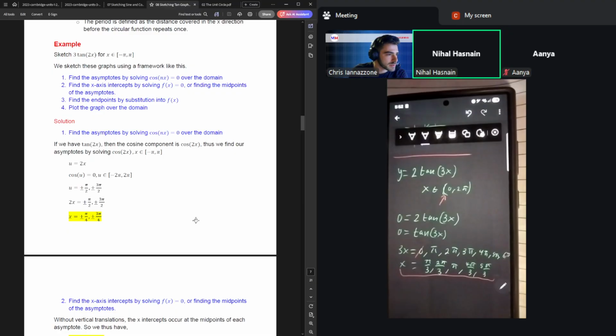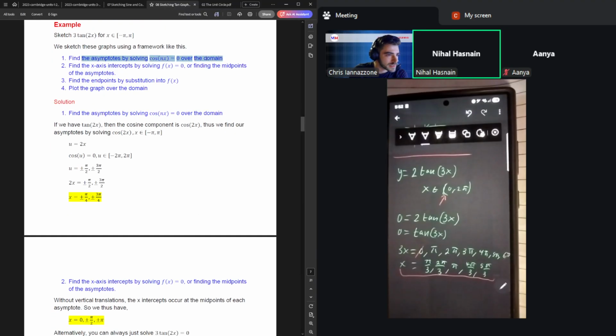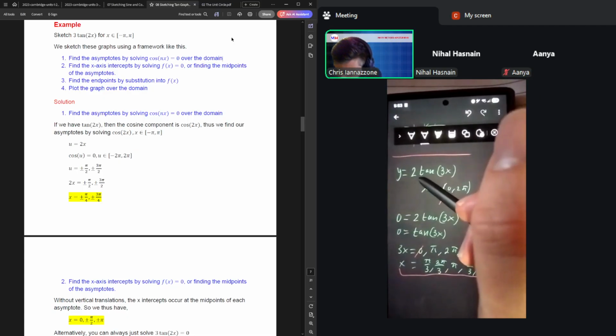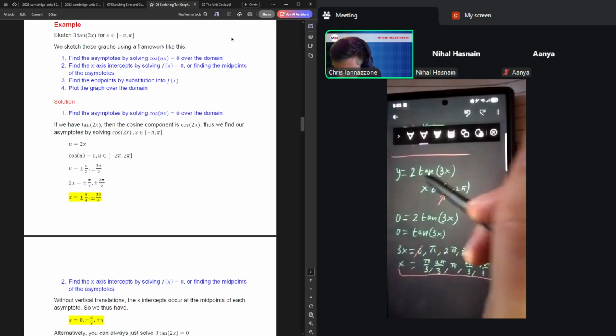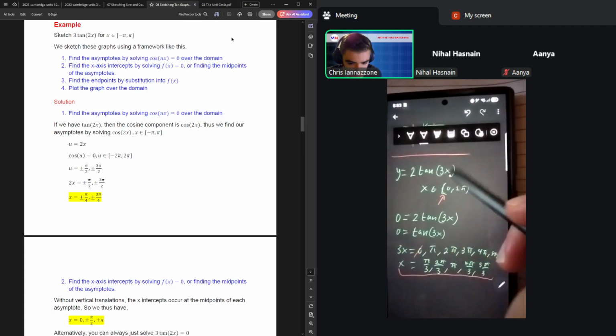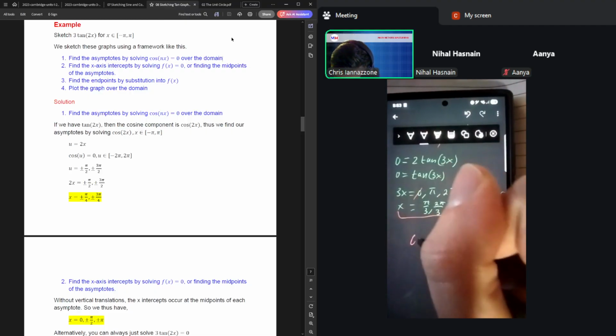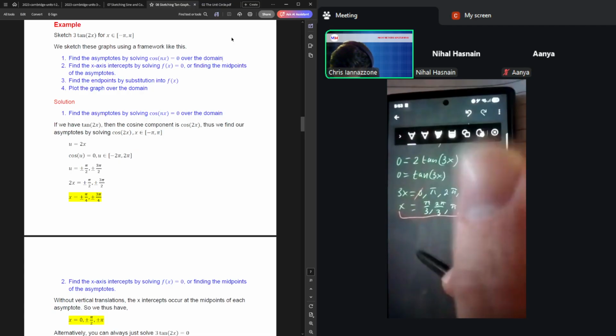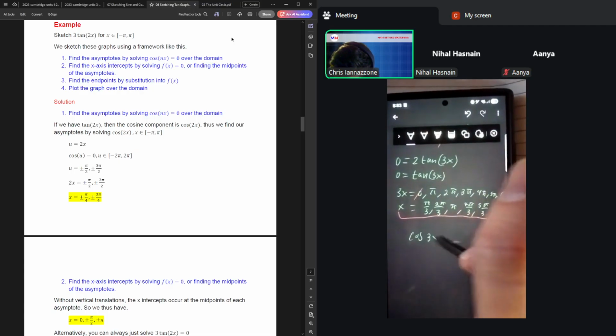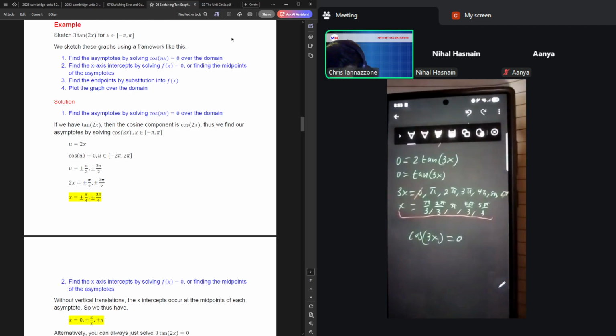But yeah, as far as what we would need to do as the final thing, we'd probably be getting our asymptotes, right? So that's what step 1 tells us to do. Find the asymptotes by solving cos equals 0. So we're going to do exactly that. Specifically, we're going to make sure it's cos 3x because we want to include any coefficients on the x there. So for our asymptotes, we want to solve where is cos 3x equal to 0.